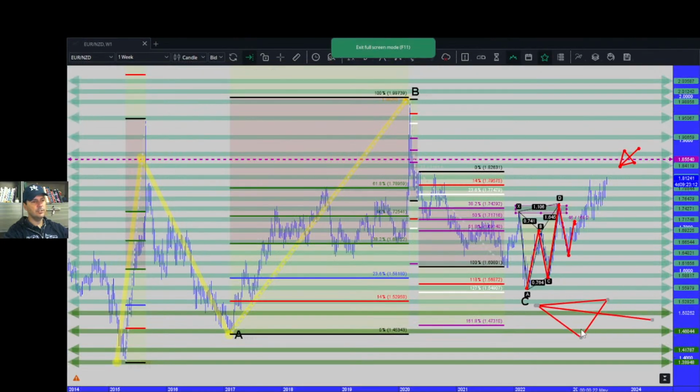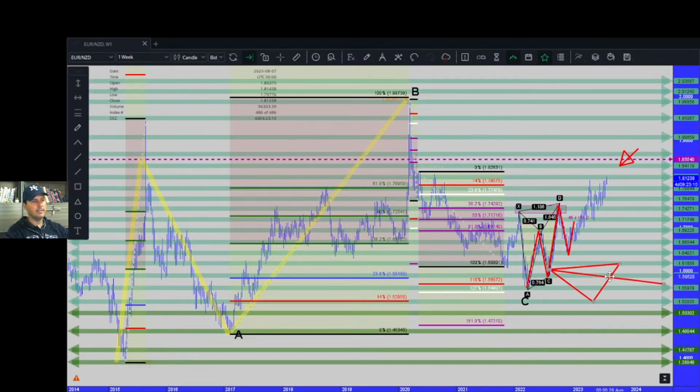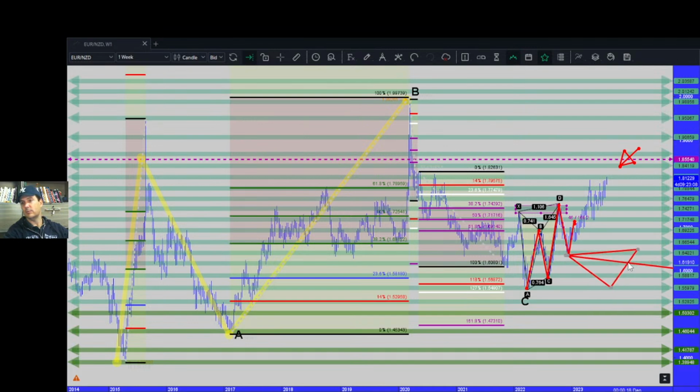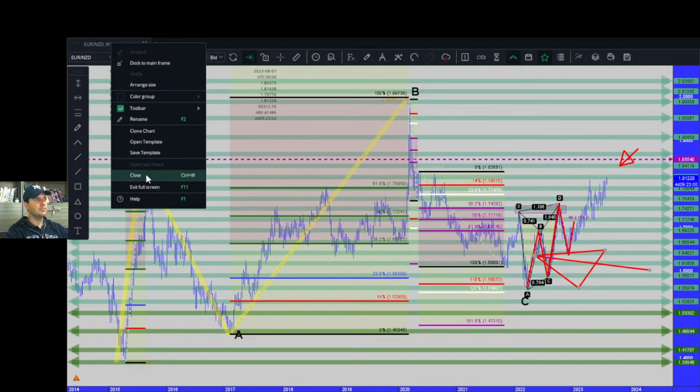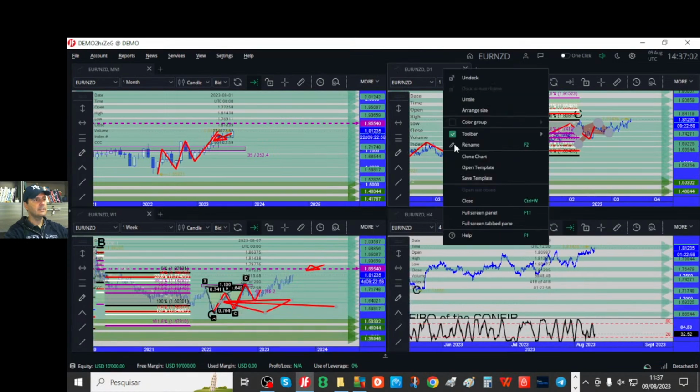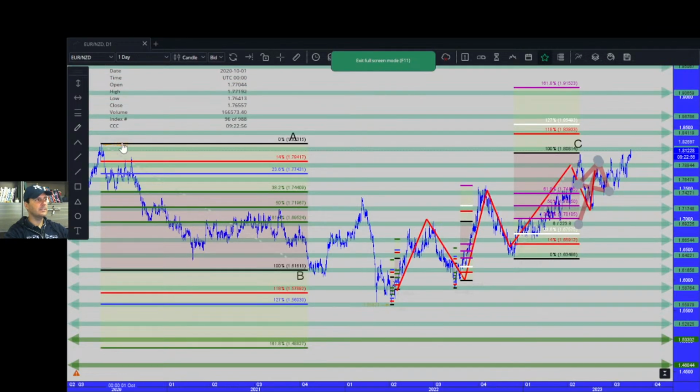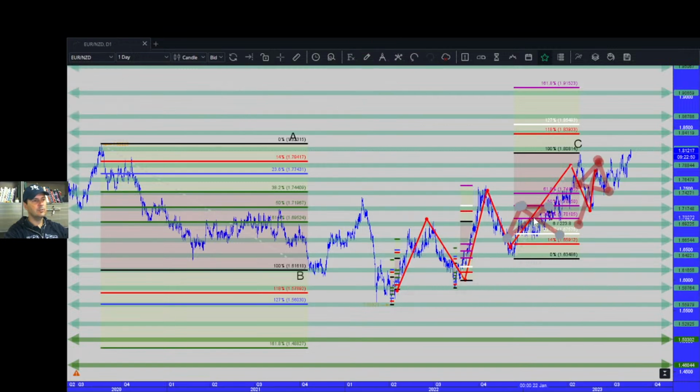You might be a beginner trader, you might be an intermediate trader, you should not fear this extension, because this extension from the weekly is more relevant. What does this mean? It's stronger than the retracement. Make sense, everybody?